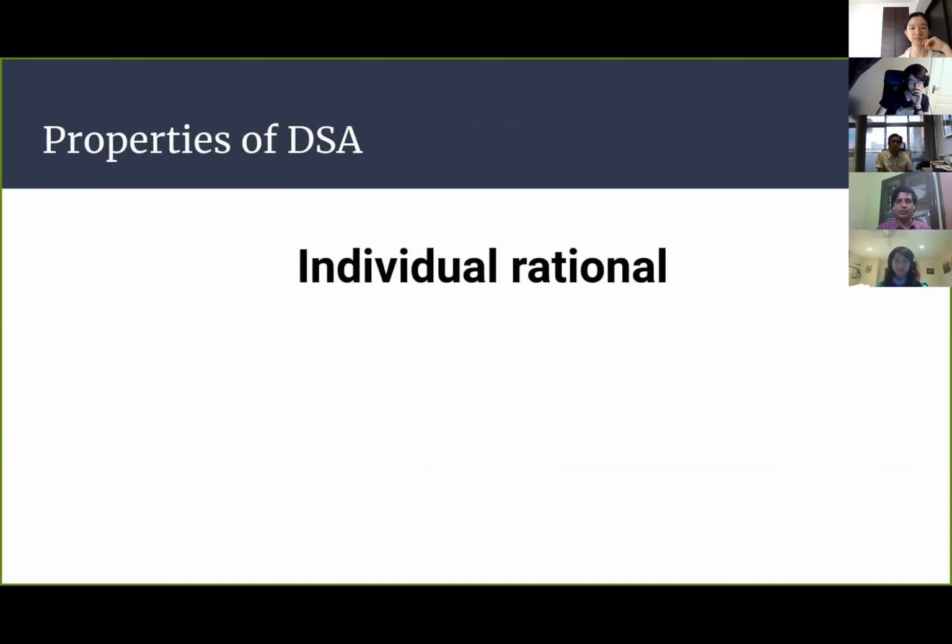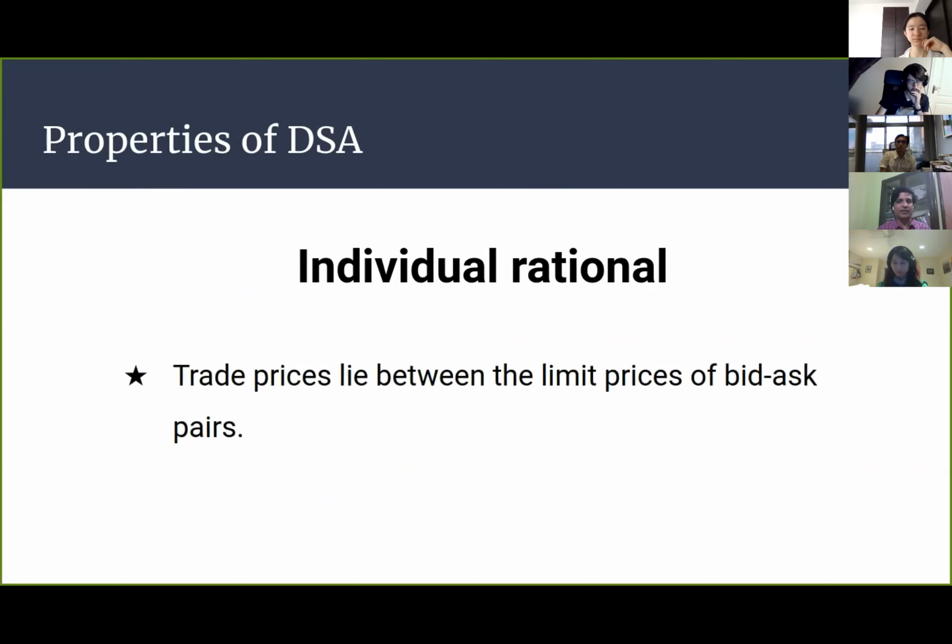So these four properties, I will just give you a brief introduction about the four properties which we have formally proved on the algorithms as well as the matching. Individual rationality is a very simple property, though it is a very important and desired property. It ensures that the trade prices should always be between the limit prices of bid and ask. Bid is the buy request, ask is a sell request.